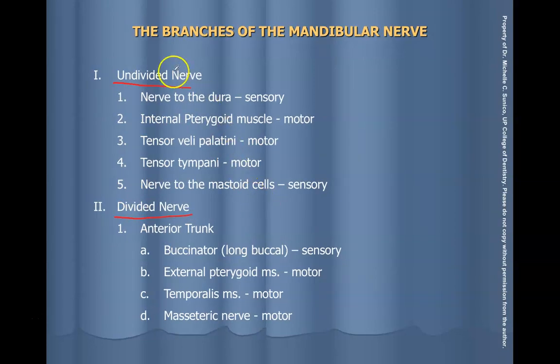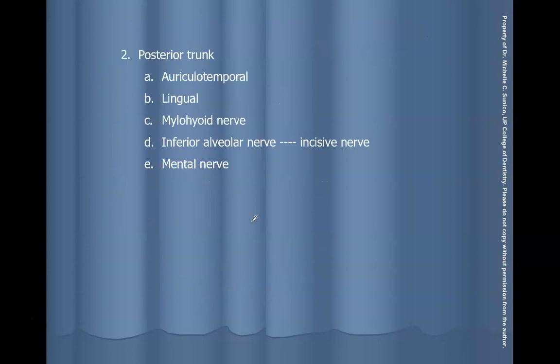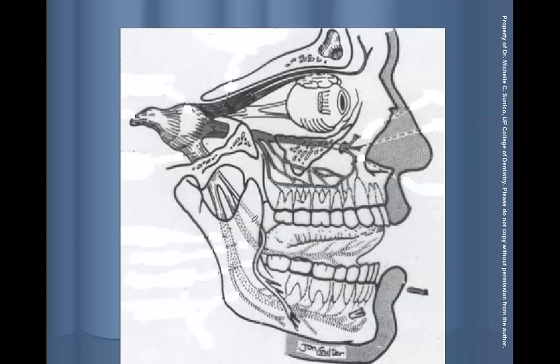Now, there are several branches from the undivided nerve, and also several branches from the anterior trunk and the posterior trunk of the divided nerve. Okay, so let's now trace the route of the mandibular nerve. This nerve is the largest of the divisions of the fifth cranial nerve, and it contains both motor and sensory fibers, thus it is a mixed nerve.